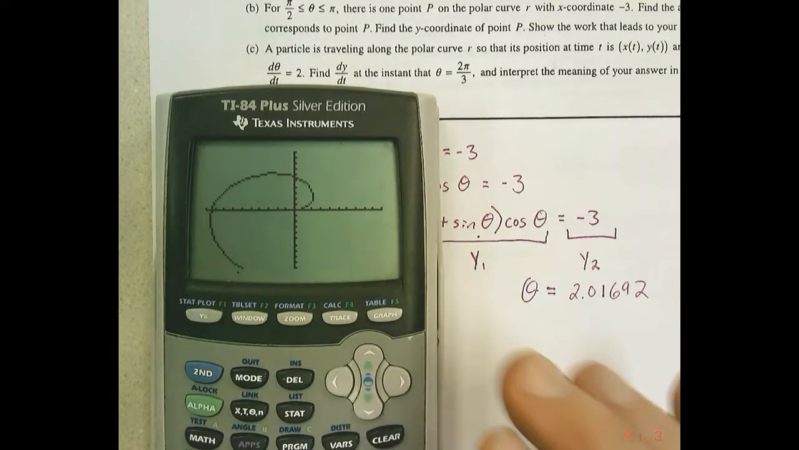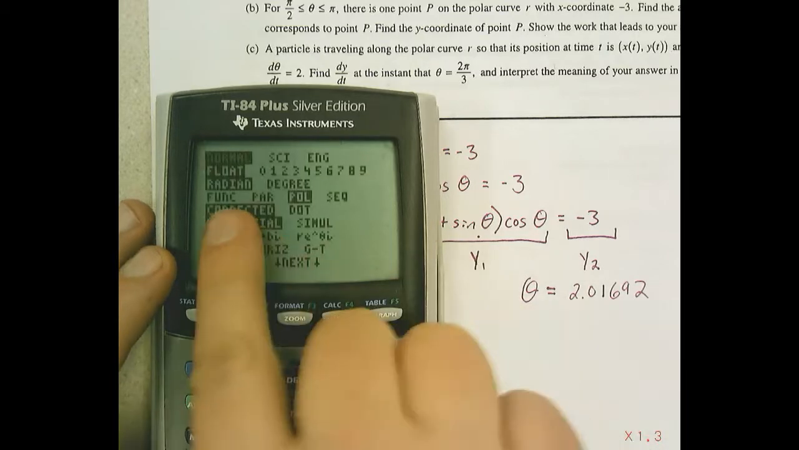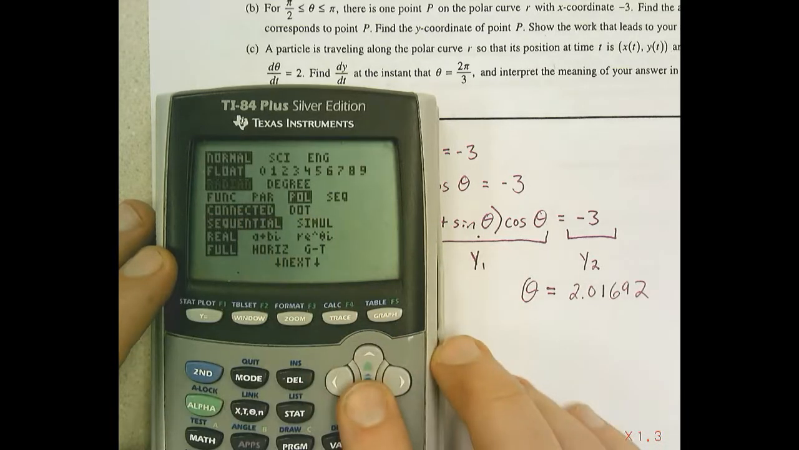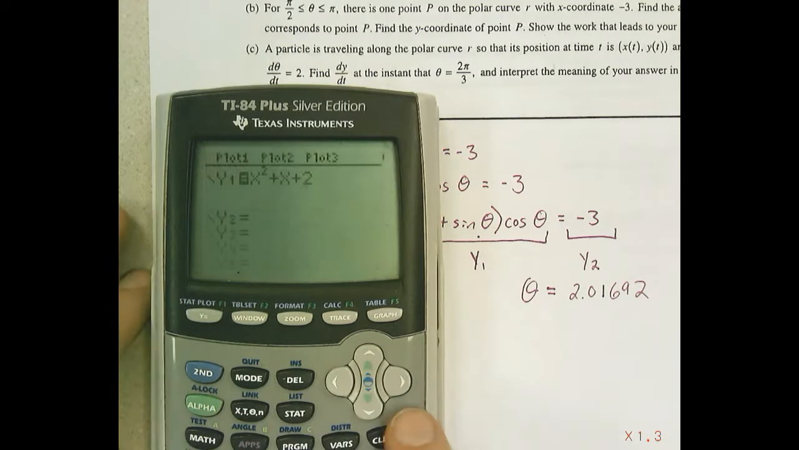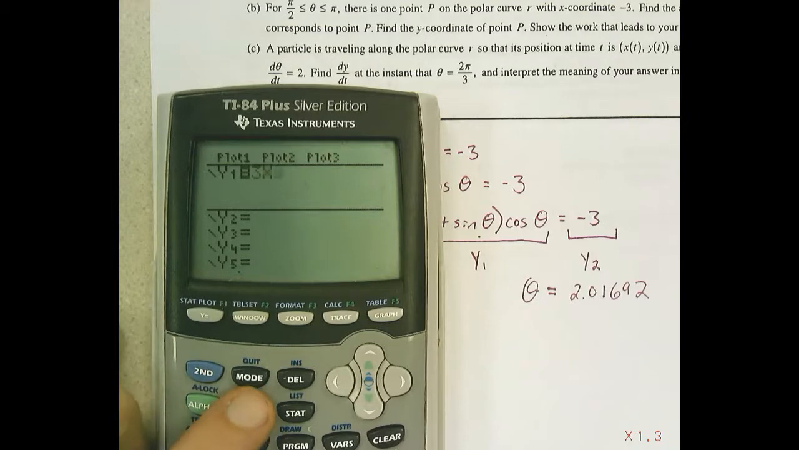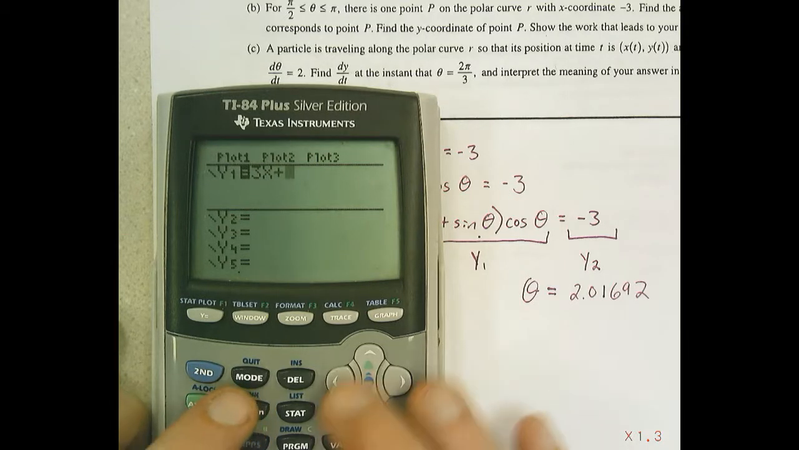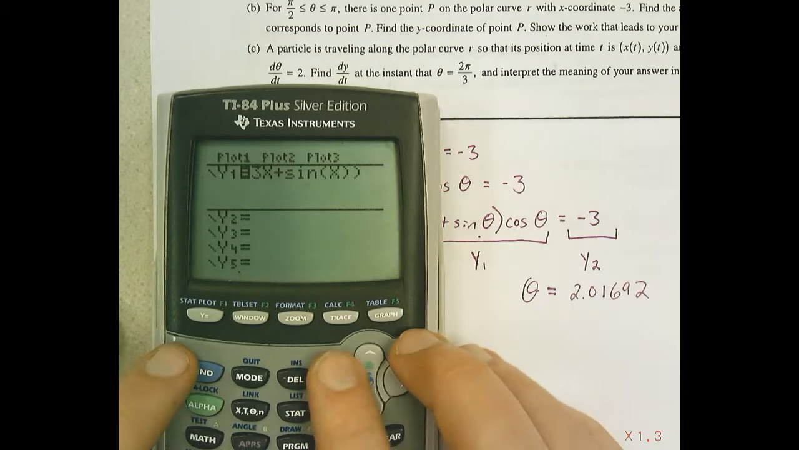So again, if you're going to use your graphing calculator to solve a problem, we tend to do that in rectangular coordinate systems. So I have to switch my mode back into function mode. That allows me to work in a rectangular coordinate system. Under y1, I'm going to stick the first equation, which is 3 x plus sine x. And then this whole thing gets multiplied by cosine.